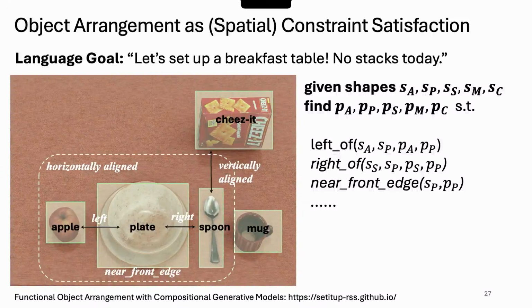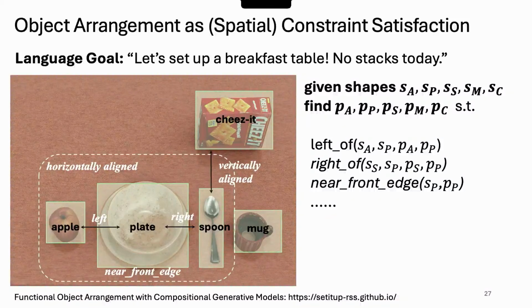So if you use the same tool, which is constraint optimization, to think about this problem, you can say the problem is essentially, I want to find the object poses that satisfy some constraints. That is, some spatial constraints among each other. In this particular case, let's say our goal is, given the shapes of different objects, like the apple, the plate, the spoon, and everything, I want to find the pose of each one of them, subject to the apple is on the left of the plate, the spoon is on the right of the plate, and then maybe the mug is next to it, and then something else.